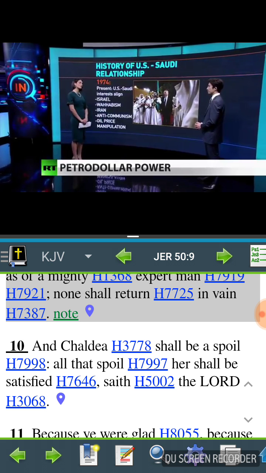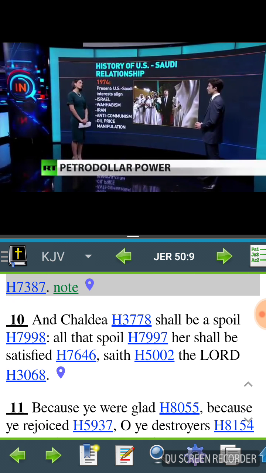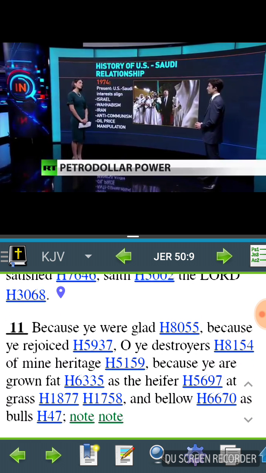They're gonna be in a perfect array, like a perfect army, to come over here to make America desolate. That's the duties of these missiles, the blessed missiles of the Most High. Verse 10: Chaldea shall be a spoil. All right, Chaldea is talking about America. All that spoil her shall be satisfied, saith the Lord.